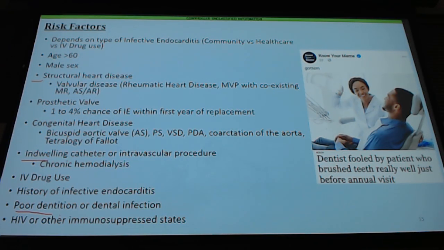Poor dentition. We talked about how community acquired is commonly strep viridans, and it tends to come from the oral cavity. So folks who undergo procedures with the dentist that manipulate the gingival tissue, you're almost creating a direct access for that oral flora, strep viridans, to gain access directly to the bloodstream and cause an infection. So poor dentition and dental procedures tend to be a high risk for developing this condition.